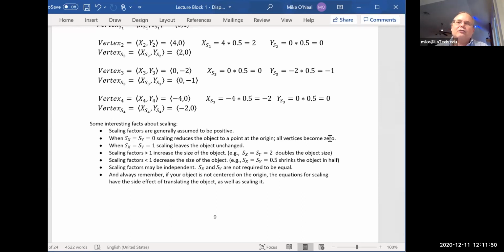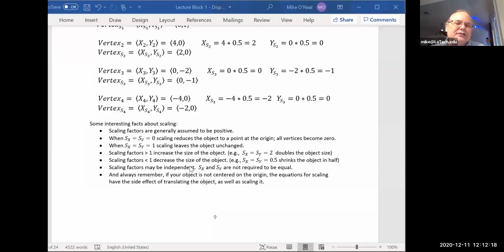by 0. So as your scale factors get closer to 0, the object gets smaller and smaller and smaller. Here's the object, here's at 0.5 the object, here's at 0.25 the object, here's at 0.125 the object, and eventually when you get to 0, the whole thing is reduced to a black hole point in the center. So that's what a scale factor of 0 does. It causes your object to reduce to a point.